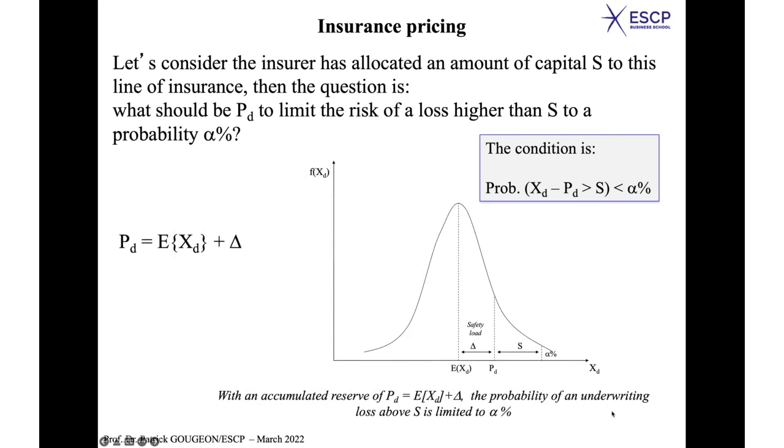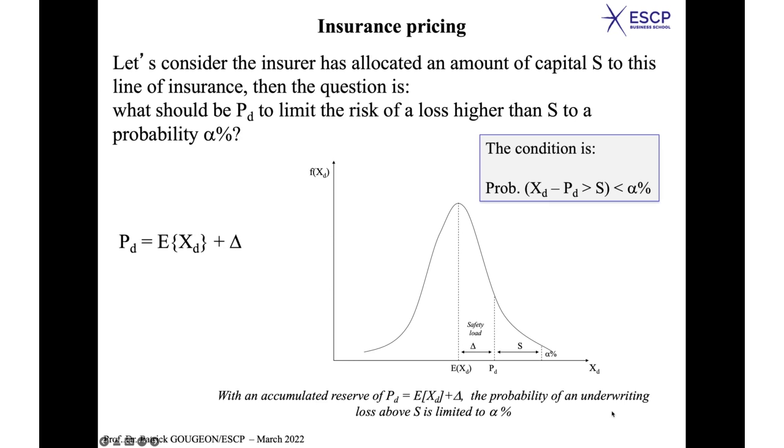Let's assume that based on historical data, you have been able to calculate the expected value of the amount of loss to compensate for, the amount of claims. It will be E of XD. And you also have the standard deviation of the distribution of that, okay? Well, so here you see clearly what PD should be to comply with this inequality.